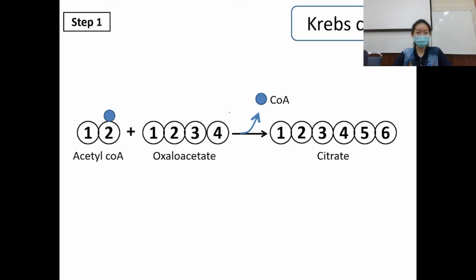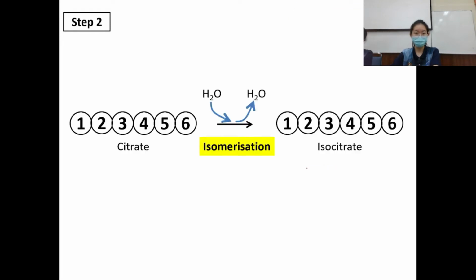The first product of the Krebs cycle is acetyl-CoA. The acetyl-CoA comes from the Link reaction just now. The acetyl-CoA reacts with the oxaloacetate, releases coenzyme A, and produces citrate. Then the next step is the citrate undergoes isomerization.